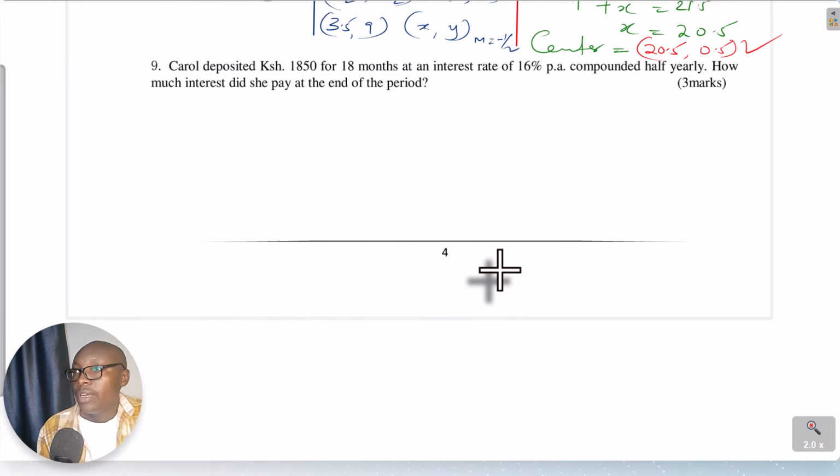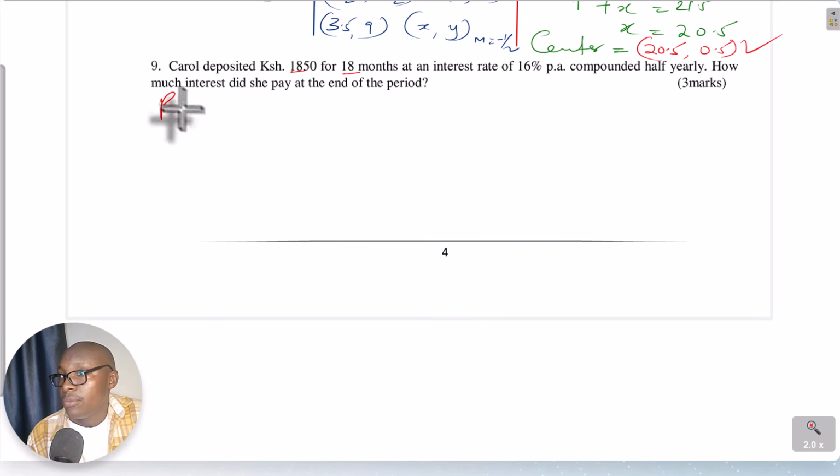Carol deposited 1850 for 18 months at an interest rate of 16% per annum, compounded half yearly. How much interest did she earn at the end of the period? So something to note here, 18 months. Here the principal is the amount deposited. Principal is 1850.